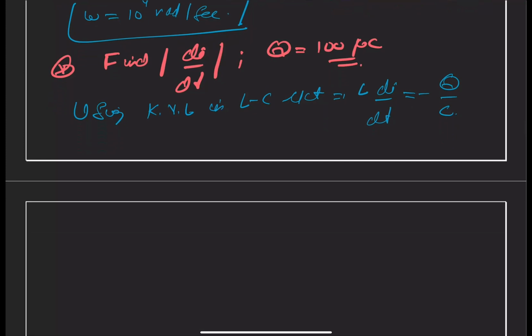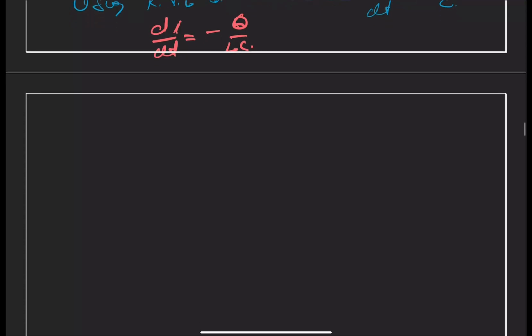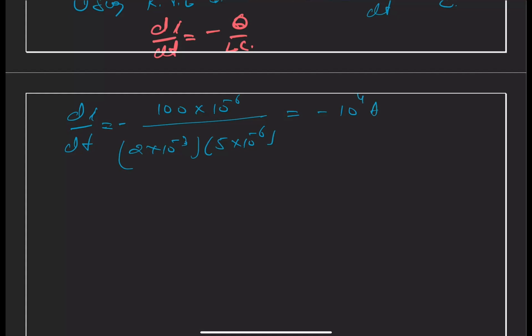So from here we can say that our di upon dt will be equal to minus Q upon LC. We substitute the values of Q, inductor and capacitor. So we get di upon dt: charge is given as 1000 microcoulomb, inductor is 2 millihenry, and capacitance is 5 microfarad. So we get this as minus 10 raised to the power 4 ampere per second.